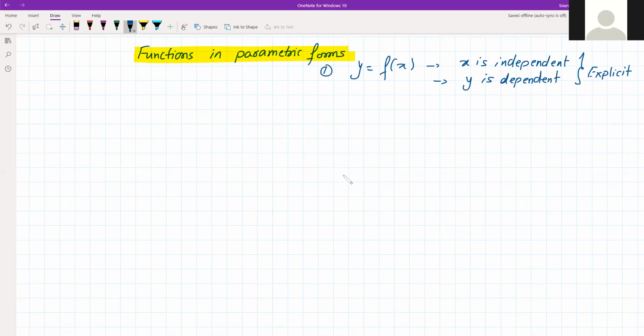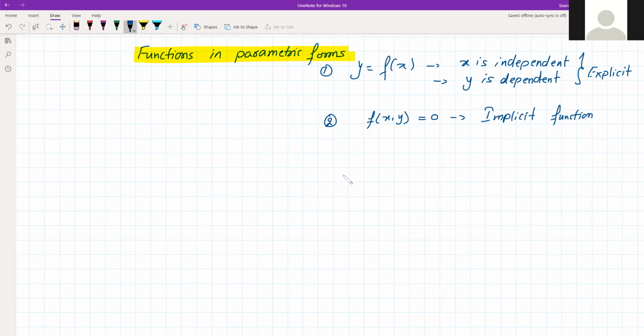Then we have seen functions like this, where x and y cannot be separated. This is called an implicit function. There we have seen that you start differentiating both sides of the entire expression with respect to x, or with respect to whatever the independent variable is.